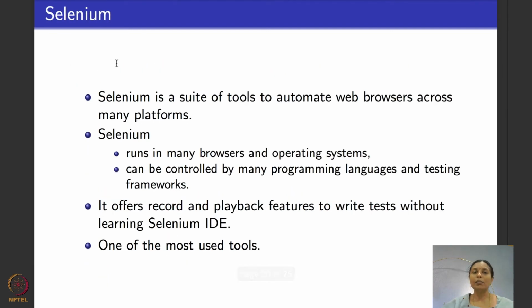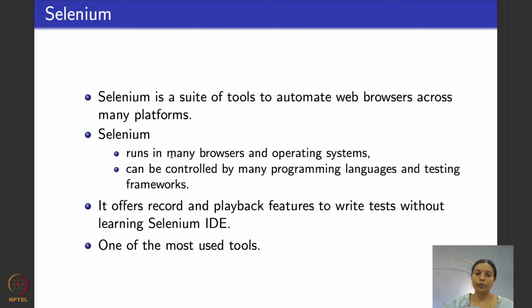So Selenium is basically a suite of tools to automate web browsers. It's web browser based test automation. So it automates web browsers across several different platforms, Windows based, Linux based, and so on.